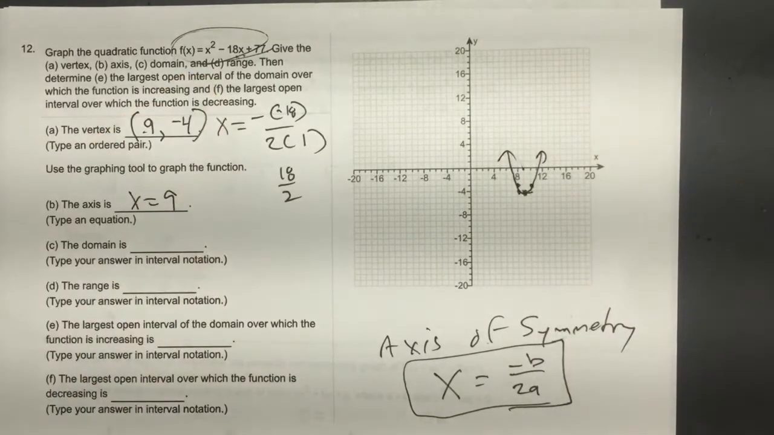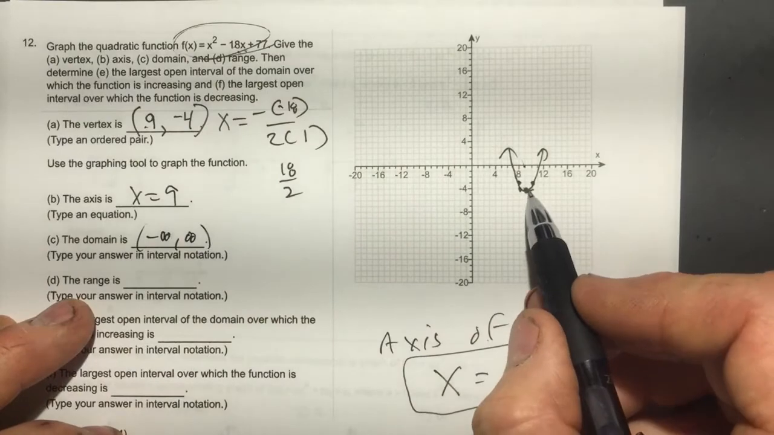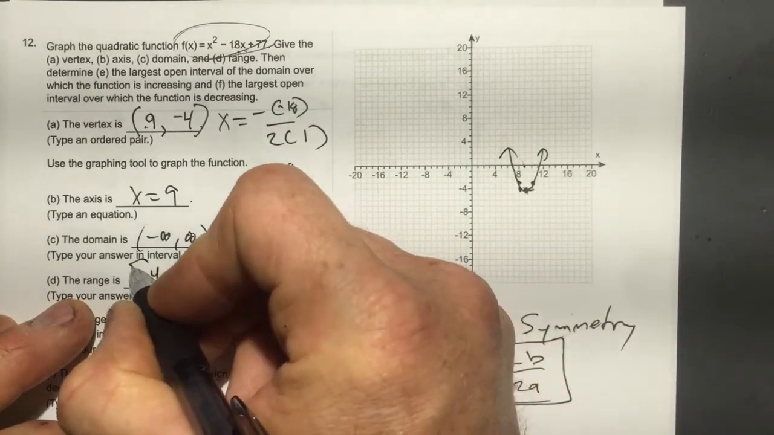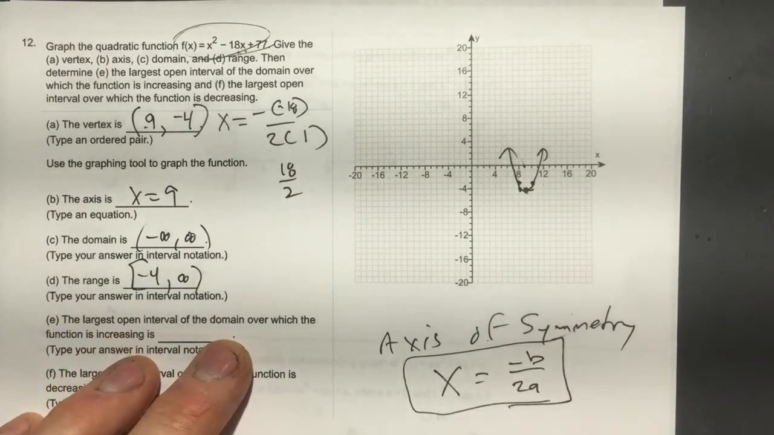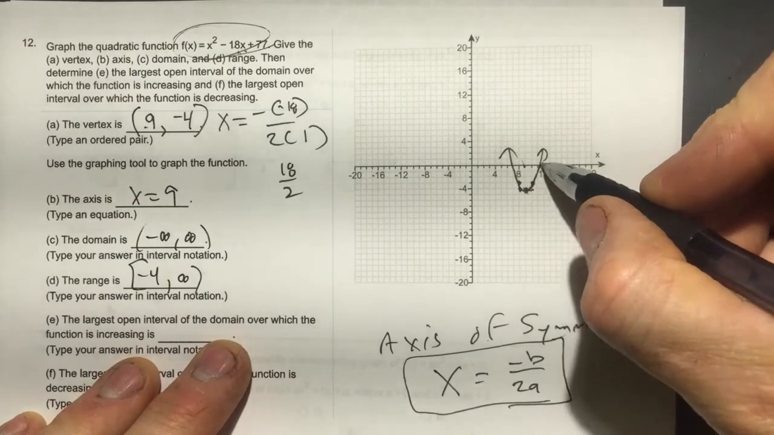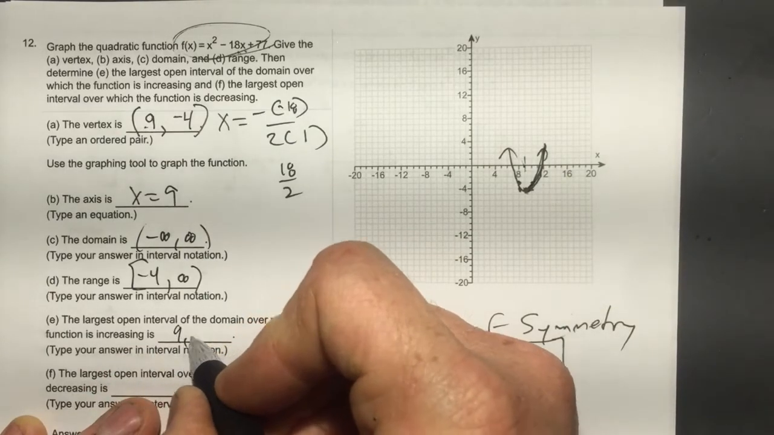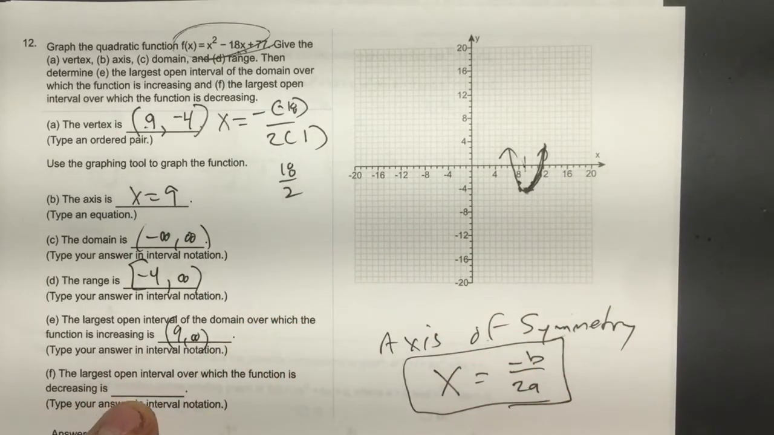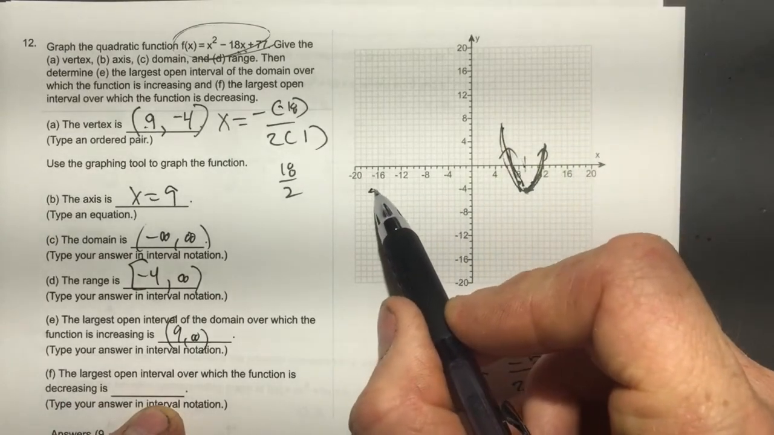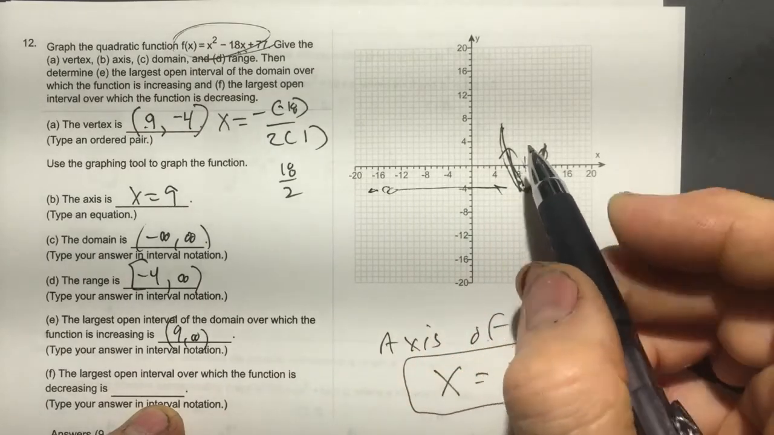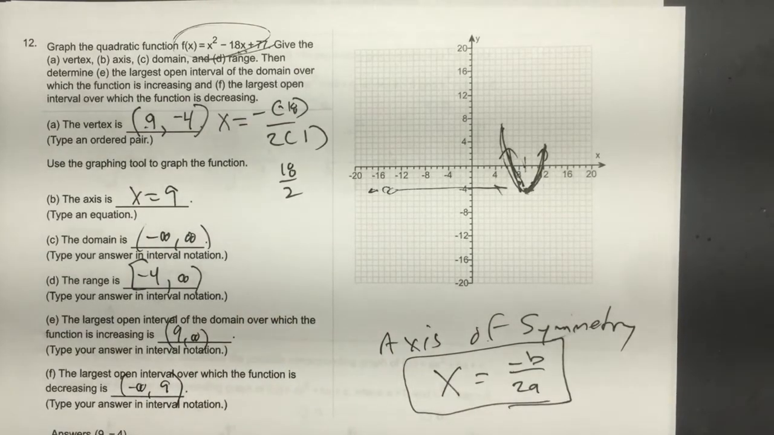So that's the graph. The domain, every one of them is negative infinity, positive infinity. The range, the lowest value is -4. It does include it. The highest value is infinity. And then same thing on there. The interval on which the function is increasing, well, this is increasing, and it starts right there at 9, and it goes to infinity. And then the interval on which it is decreasing, well, here's the decreasing right here on this side, and it goes from negative infinity all the way up to that 9. Okay, and we're good to go there.